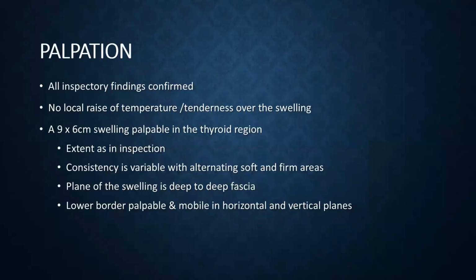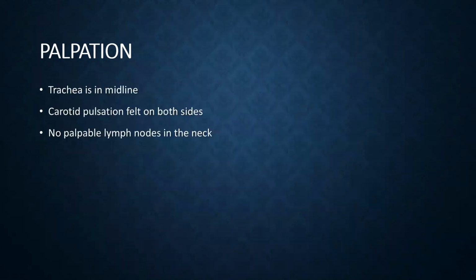On palpation, there was no local rise of temperature or tenderness over the swelling. An asymmetrical swelling of size 9 into 6 cm is present in the thyroid region with the extent as I mentioned earlier. The consistency is variable, with alternate soft and firm areas. The plane of the swelling is deep to deep fascia, the lower border of the swelling was palpable, and it is mobile in horizontal and vertical planes.